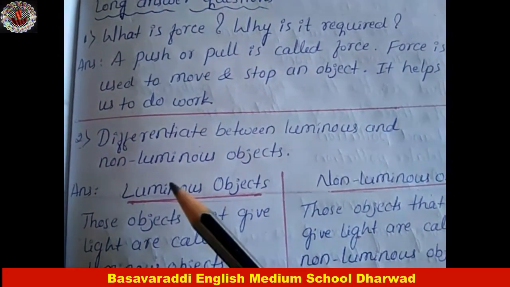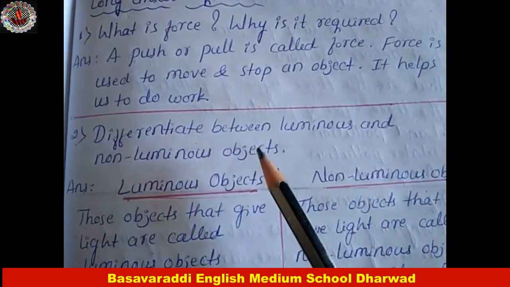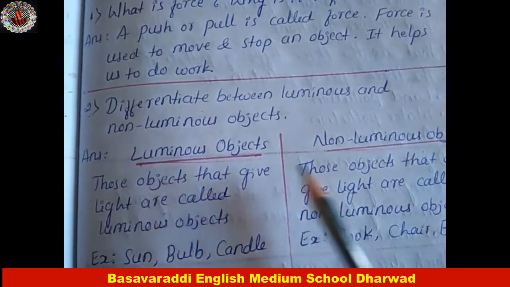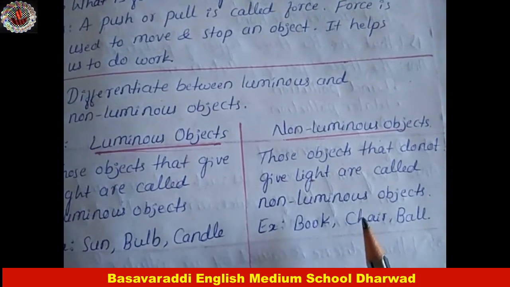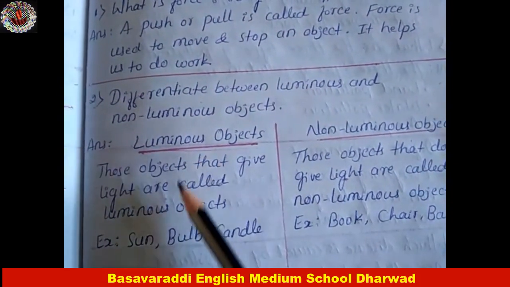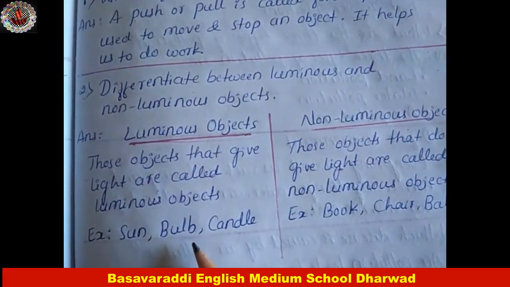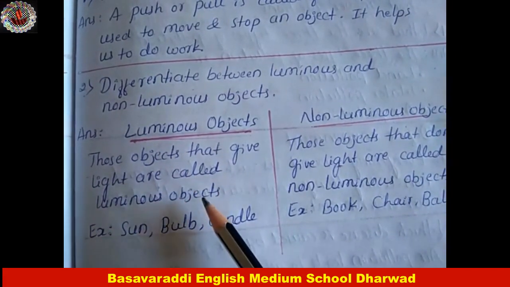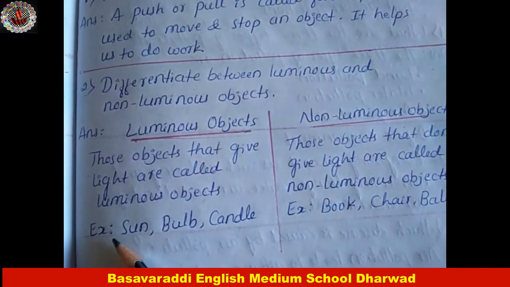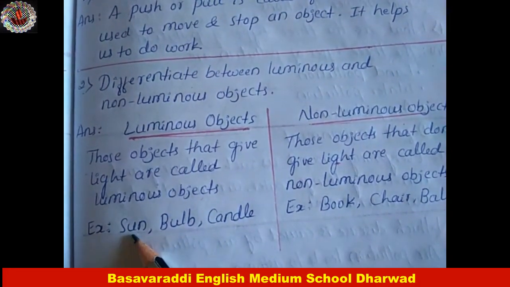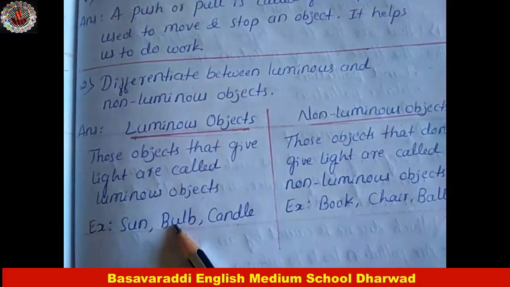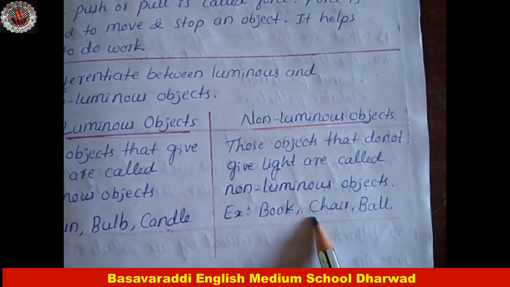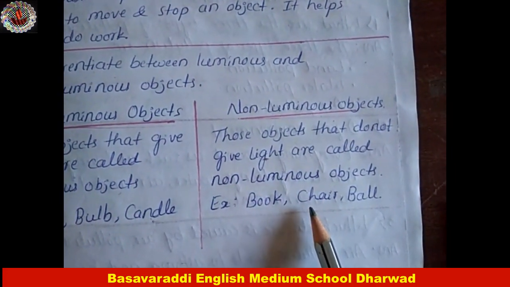Second question, differentiate between luminous and non-luminous objects. Okay, there are 2 columns, one for luminous objects and the second column for non-luminous objects. In the A column, it means in the luminous objects column, those objects that give light are called luminous objects. Example for luminous objects, sun, the sun is the source of light, bulb, it produces the light, candle, it also produces the light.